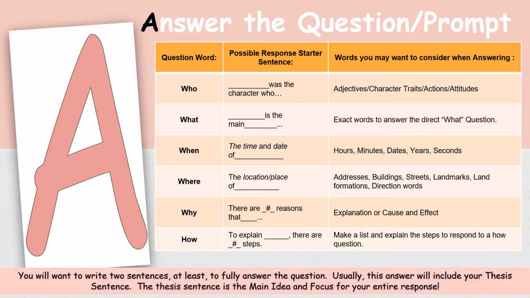Words you may want to consider when answering the questions are in the right-hand column. What kind of words do you want to use to answer a who question? What kind of words do you want to use to answer a what, a when, a where, a why, and a how question? You'll want to write at least 2 sentences to fully answer the question. Usually the answer will include your thesis sentence. The thesis sentence is the main idea and focus for your entire response.